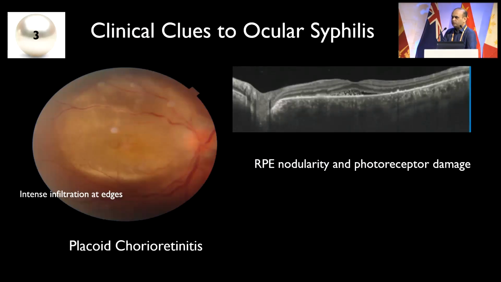Now, clinical clues to some very common disorders which we have started seeing more and more in our clinics, and which should not be missed because these are obvious clinical diagnoses where you probably just need to order a lab investigation to confirm what you are dealing with. So, a placoid chorioretinitis with more intense infiltration at the edges. This is what you need to remember. You see a placoid chorioretinitis lesion and you see more intense infiltration over here at the edges. Get an OCT through that and you see this photoreceptor damage and RPE nodularity. Put both of these together, you are probably dealing with ocular syphilis. So that's one clue to diagnose ocular syphilis.